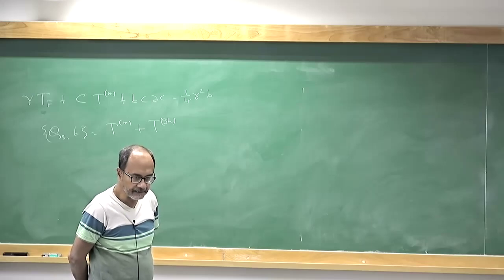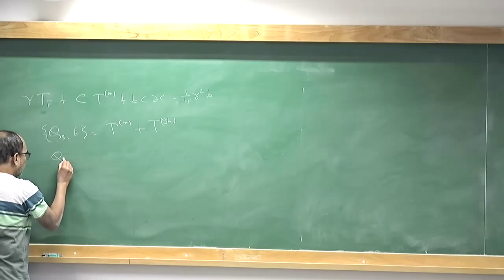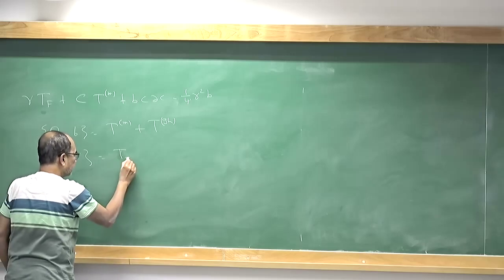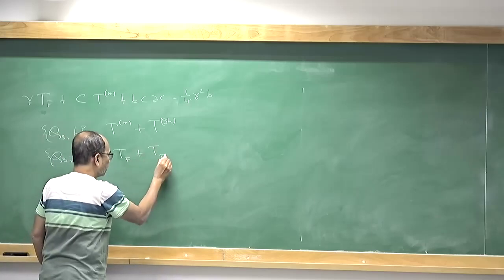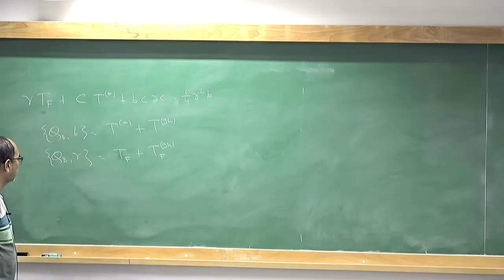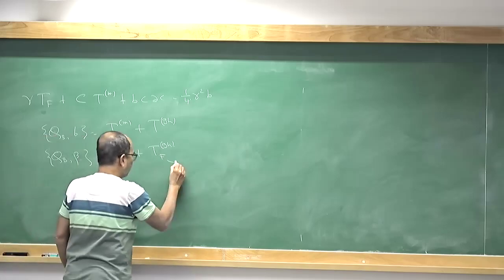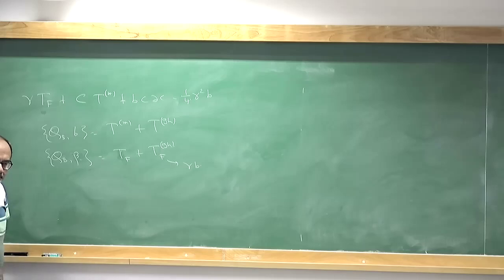Exactly. If you take QB with gamma, you will get TF, which is the usual matter current, plus TF ghost. Sorry, QB with beta. This will have gamma. So that's roughly the origin of this term.